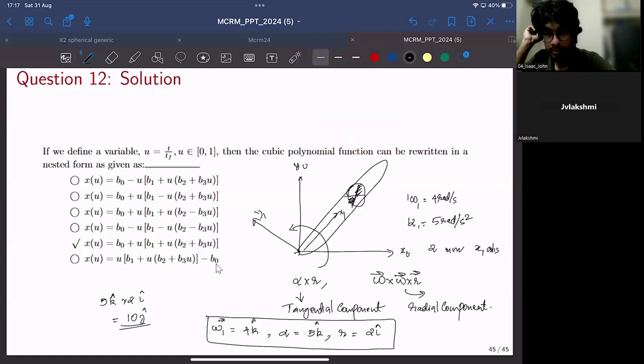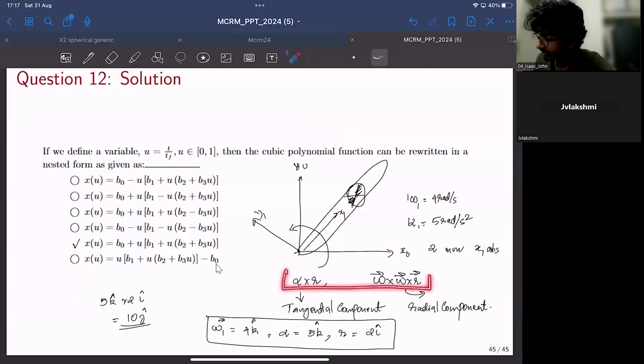We have to check the expressions first. What is the first term? These are the expressions, alpha cross R and omega cross R. The I omega I term is also there, isn't it, sir? No, we will see.